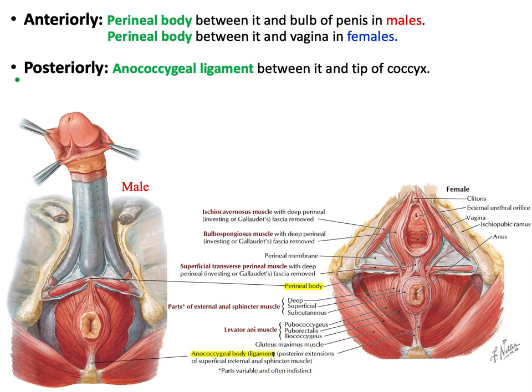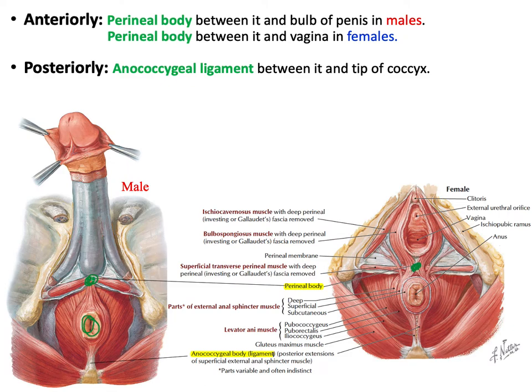Okay. Let us talk a little bit about the relation of the anal canal and anus. For example, here in the male and in the female, you are looking at an inferior view for both. This is the opening of the anus outside and the opening of the anal canal. So anteriorly, in the male it's related to the perineal body, and also in the female it's related to the perineal body.